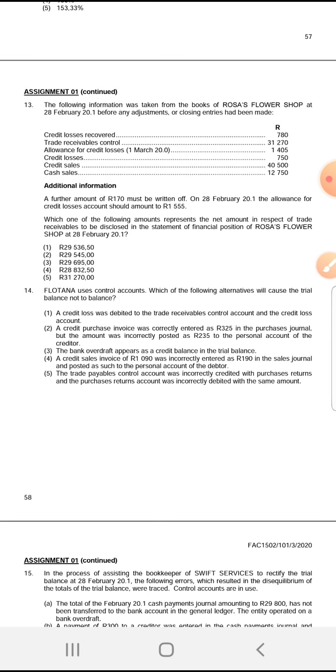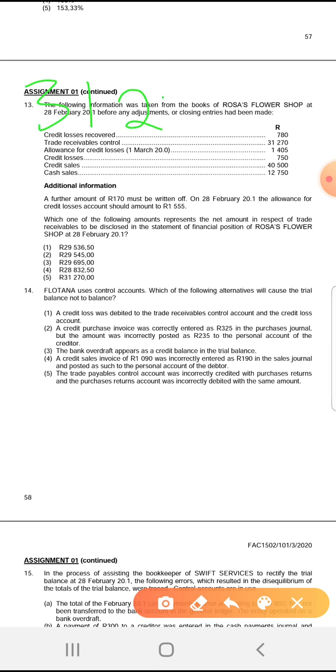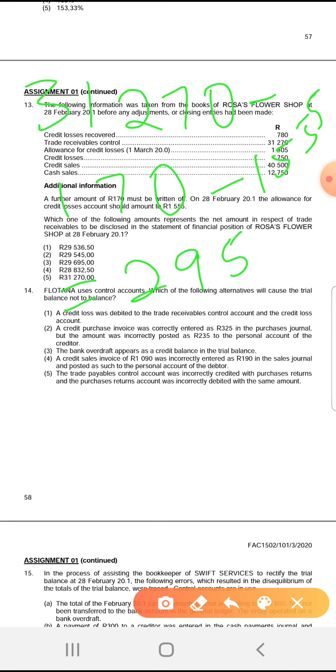So how did I come up with the answer for this question number 13? I did it like this: 31,227 minus 170 minus 1,550. It will give me 29,505. This is our answer, which is option 2.